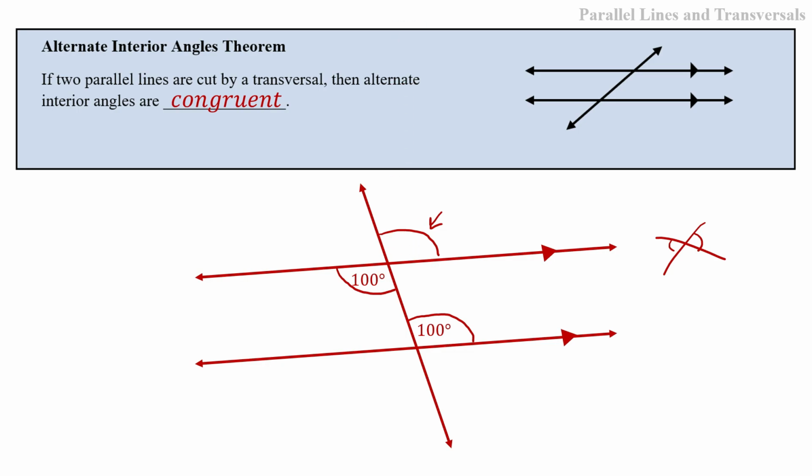Now if I just focus on those two, this one and this one, they are alternate interior and they are equal to each other. So on the picture up there, 4 and 5 are alternate interior, and we're going to say that those two are congruent to each other, and we can say angle 4 and angle 5 are equal to each other, or congruent.